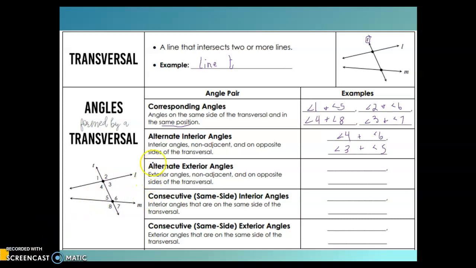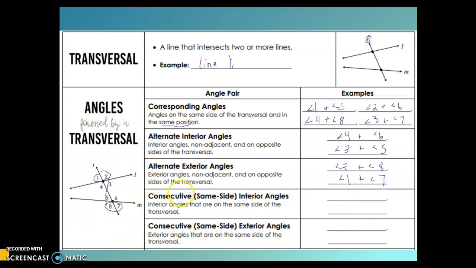So now let's talk about alternate exterior angles. So these are the angles outside of the intersected lines. So 1 and 2 and 8 and 7. And just like before, alternate is going to be on alternate sides or different sides of the transversal. So in this case, we've got 2 and 8, our alternate exterior, and 1 and 7, our alternate exterior.